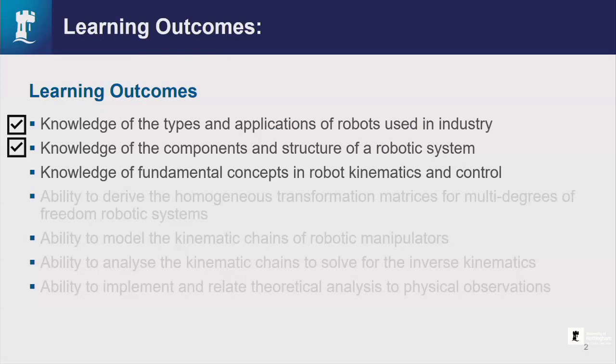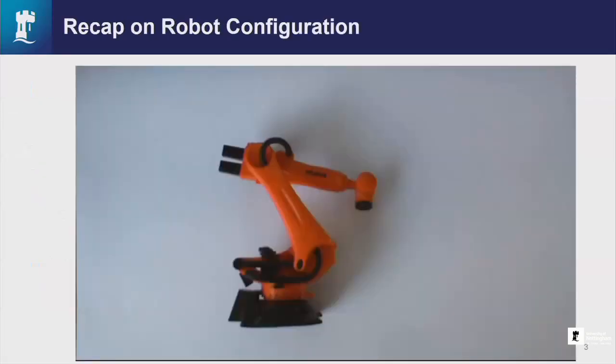So first two we've done now. So we're now into the knowledge and fundamental concepts in robot kinematics and control. Robot kinematics is really the study of movement, how the mechanical structure moves depending on how it's configured with its joints and links. So this is the model I'm moving around. Sorry for the poor photographs, it was still from a video.